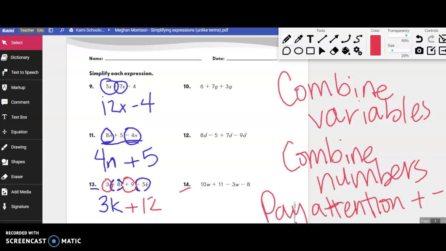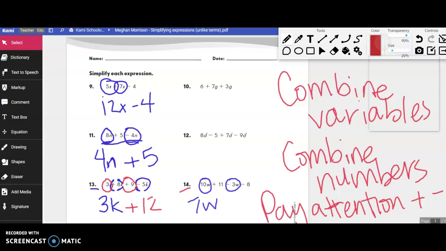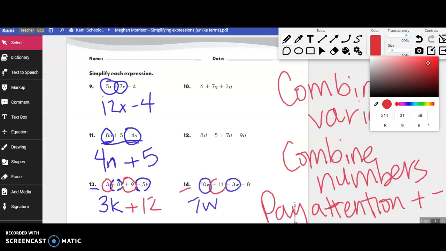So like if I look at 14, I'm going to switch back to blue for my variables. So I have 10w minus 3w. So I have 7w. Now I have 11 minus 8 is 3. So I get plus 3. If you're still confused, let me know. I'm more than happy to do more examples.